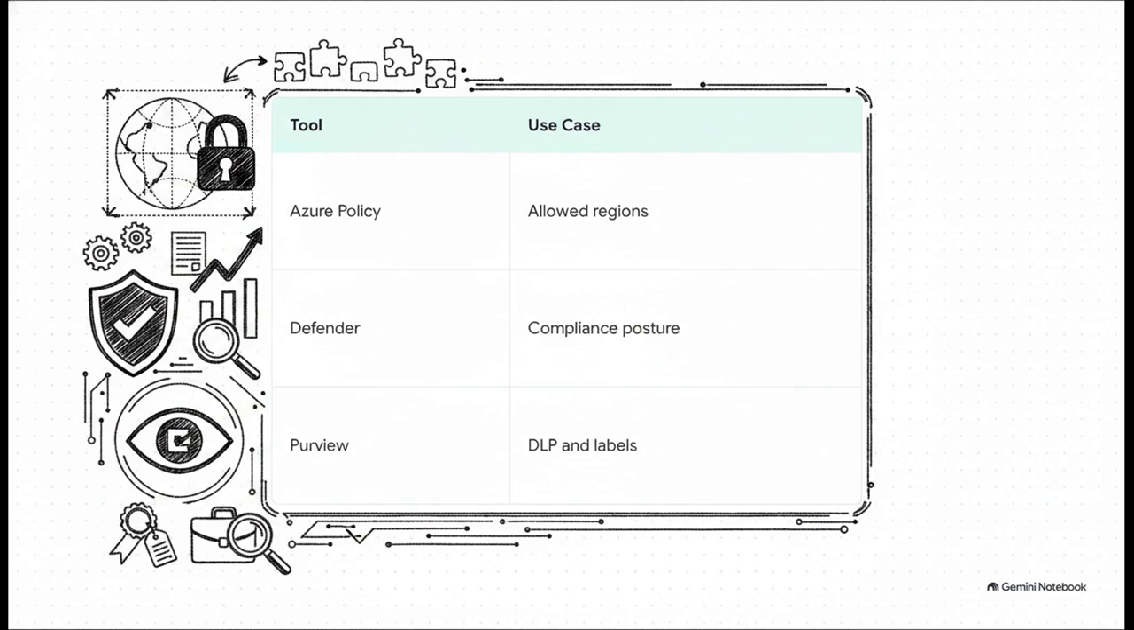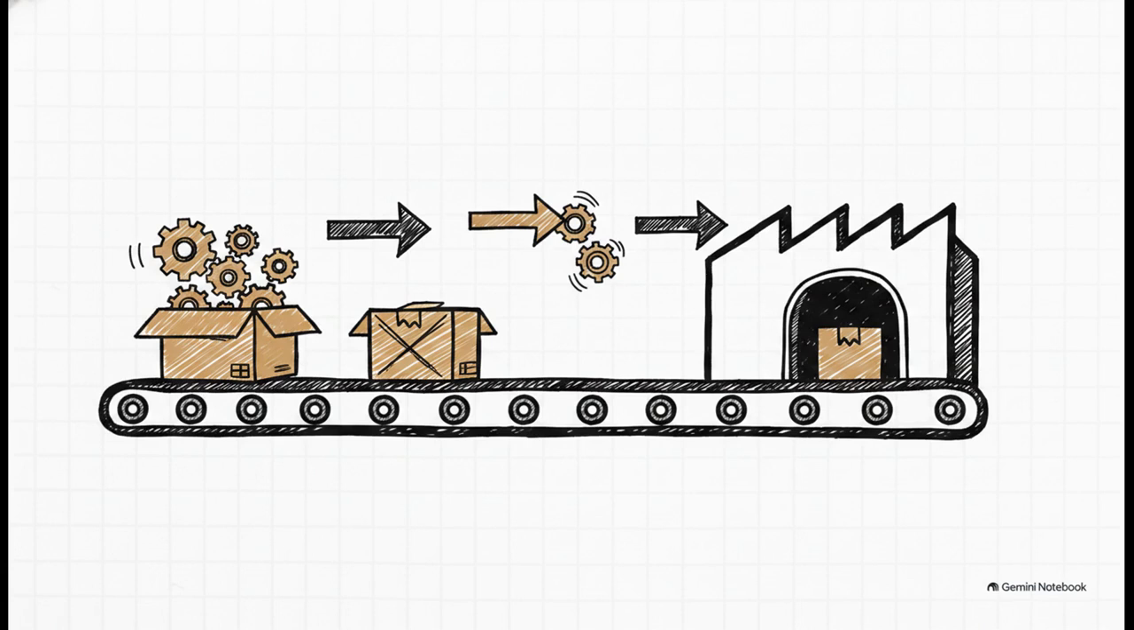If the exam asks how to enforce allowed deployment regions, boom, Azure Policy. If they ask about continuous regulatory compliance verification and posture, you choose Microsoft Defender for Cloud. And if the requirement revolves around sensitivity labels, data loss prevention, or AI data security investigations, your answer is always Microsoft Purview.